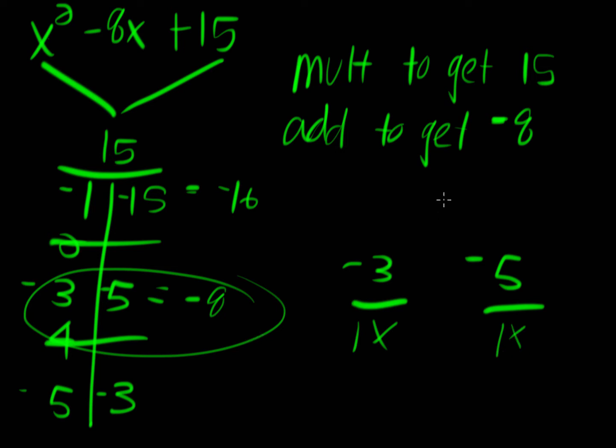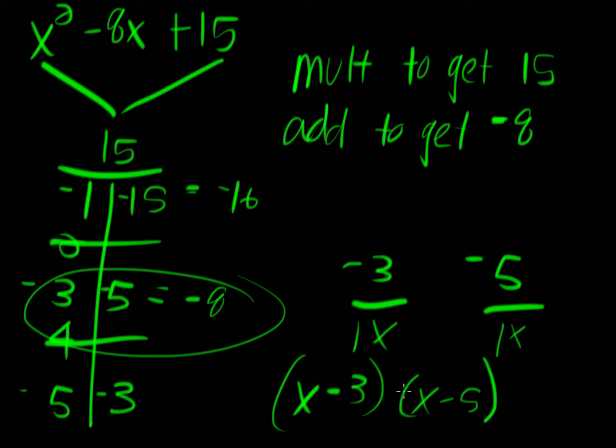Well, it doesn't really simplify. I could just get negative 3 over x and negative 5 over x, but there's no sense in rewriting that. Once the two fractions are in their simplest form, you can just put that bottom, which is 1x, but I'm just going to write an x out front. So x minus 3 and x minus 5.